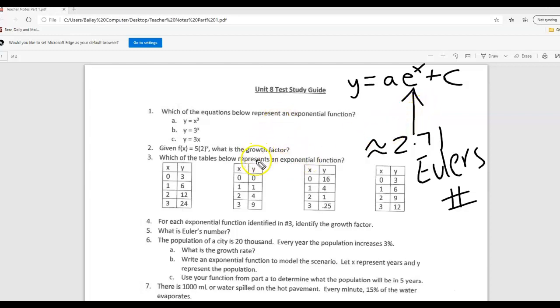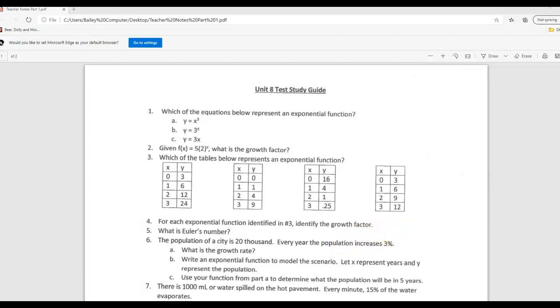And so that's why we take time to teach you about it, just to give you a brief introduction to it. So Euler's number is 2.71. It's a special base that you can use when talking about exponential functions. That's the answer to number 5. Euler's number is 2.71, and it's basically a special base, or a special growth factor. You might hear me using the word base to refer to a growth factor. They're kind of the same thing.